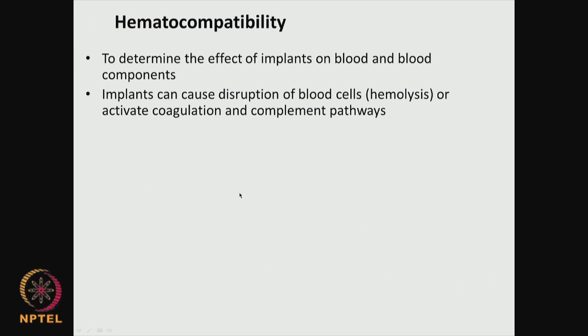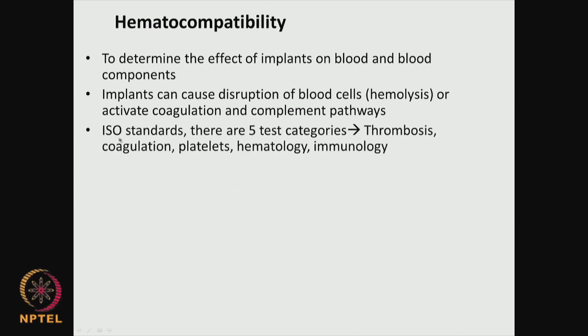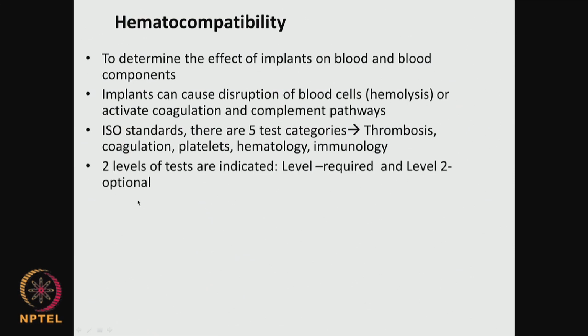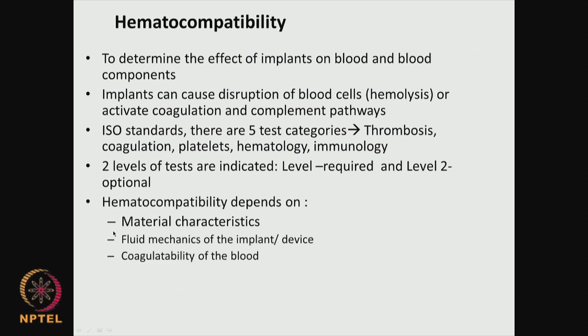If you remember, we talked about fibrin and then the complement pathway. So, the implants can activate the complement pathway, which leads to several proteins getting activated. The ISO standards talk about 5 different test categories: thrombosis, coagulation, platelet, hematology, immunology. So, one can do all these tests to understand whether the material is biocompatible. And there are 2 levels of tests, the basic level and the advanced level.